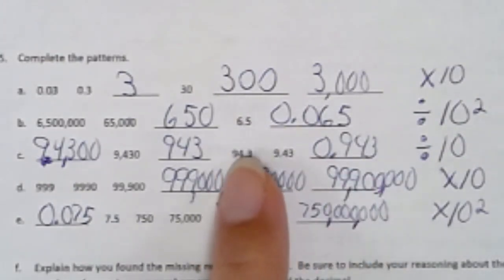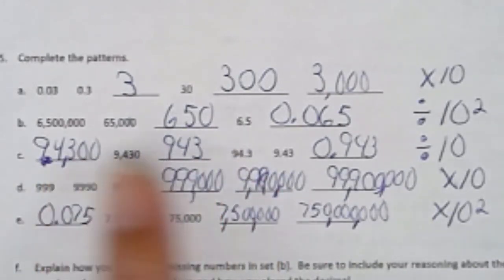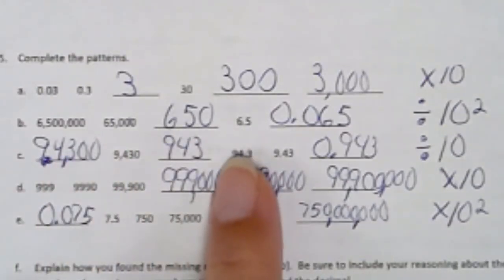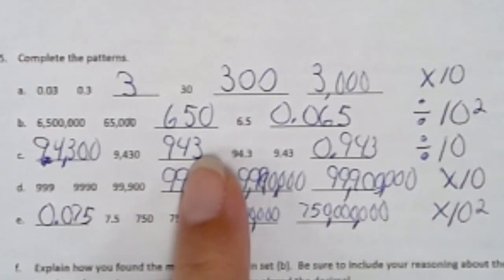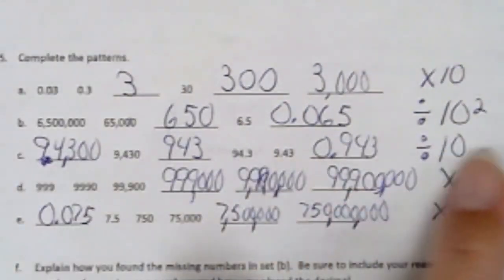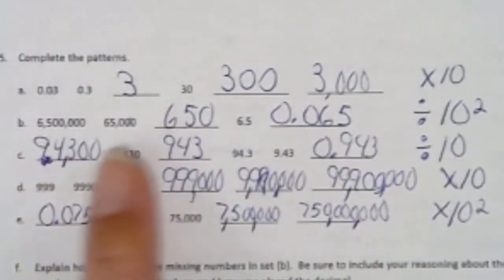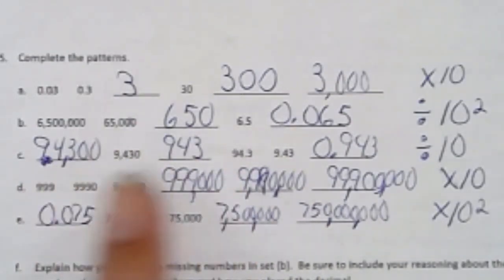However, when I'm going this way to try to figure out these answers, I actually have to multiply by 10 going this way. So I took 94 and 3/10 and multiplied by 10 to get 943. But the pattern is still dividing by 10, because you read the pattern from left to right. It just had some blanks at the beginning of the pattern, so that's why you had to use the inverse operation, or opposite operation, to figure out what went at the beginning.